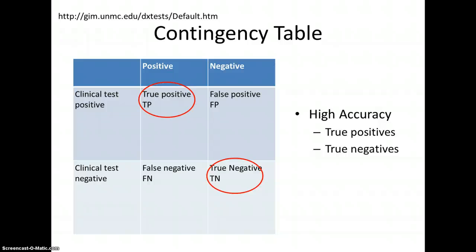A contingency table has a diagonal of true positives and true negatives. Using an example of the Lachman's test, a true positive is a positive Lachman's in a patient who actually has a torn ACL. A true negative is a negative Lachman's in a patient with an intact ACL. This diagonal gives us high accuracy. The opposite diagonal gives us low accuracy, with false positives and false negatives.